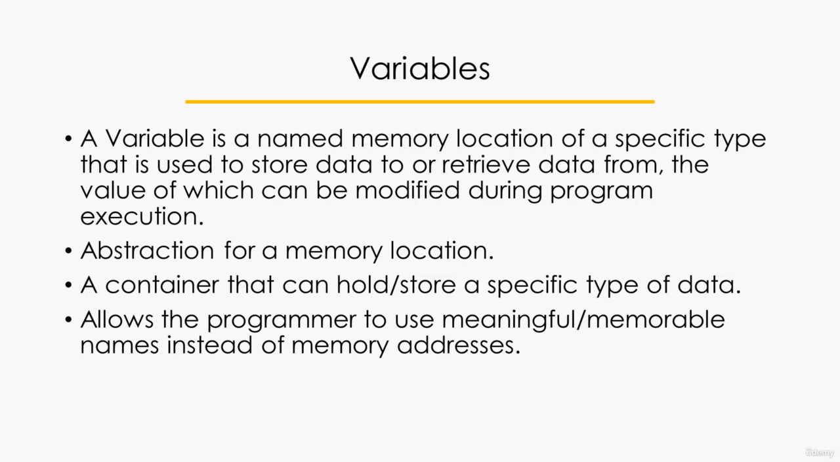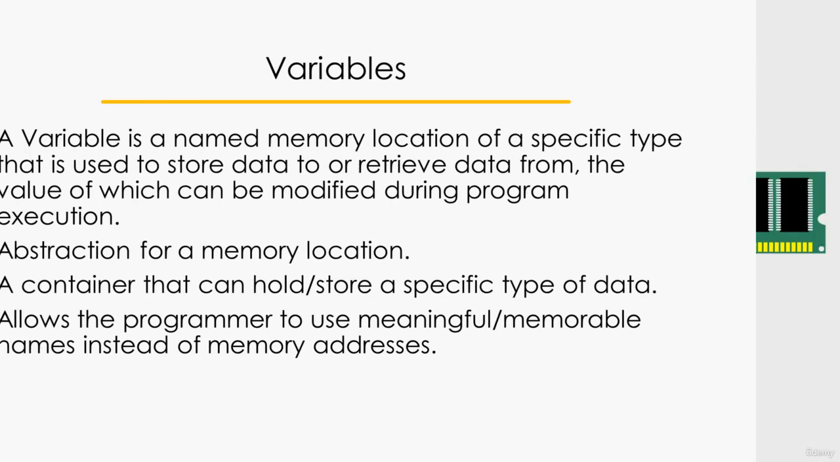We want to kind of keep it simple. So for most of the variables we'll be using in the first module, we'll attach a name to it, okay? So you can think of it as a named memory location. So it's an abstraction for a memory location. So this means that we don't have to worry about exactly where it is in memory, the memory location. We can simply use the name. You can think of it as a container that can hold or store a specific type of data. And again, it allows the programmer to use meaningful or memorable names instead of using or working with memory addresses.